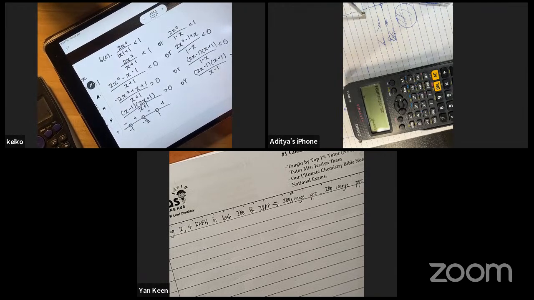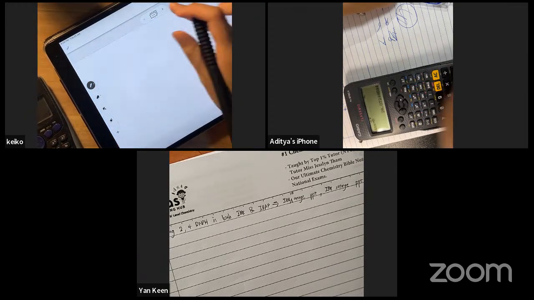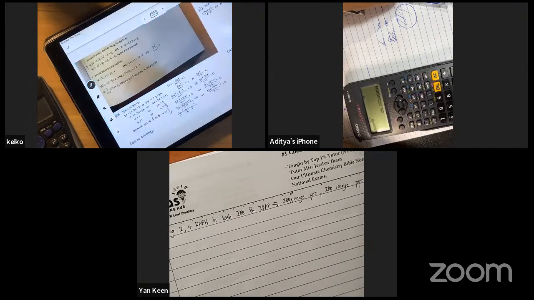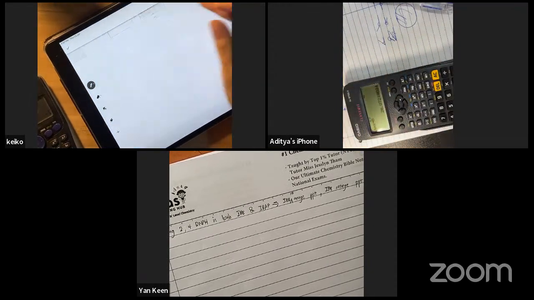Okay. So, Keiko, I want to clarify something. Did your teacher teach you the more traditional method of thinking about this? Okay, look at this. If I want a positive for a fraction, then either the top and bottom are positive, or top and bottom are negative. Keeping it simple.